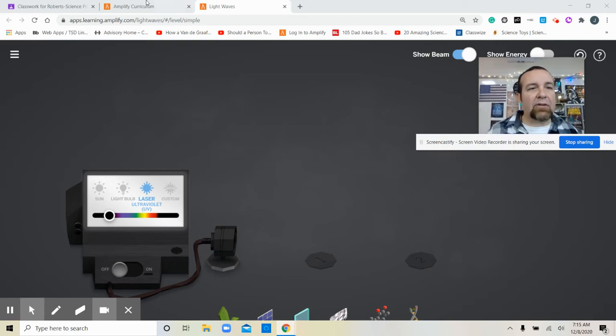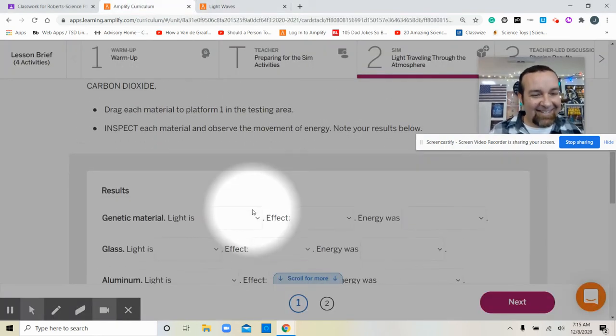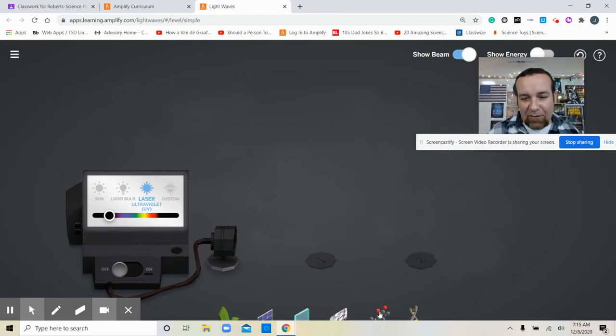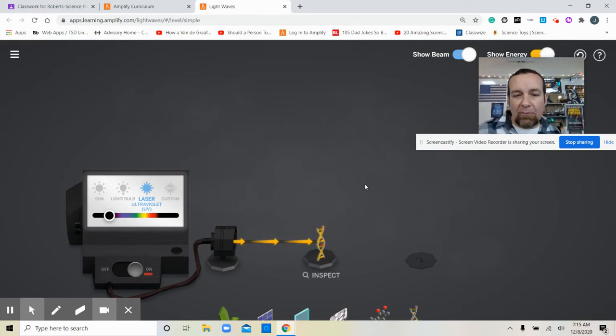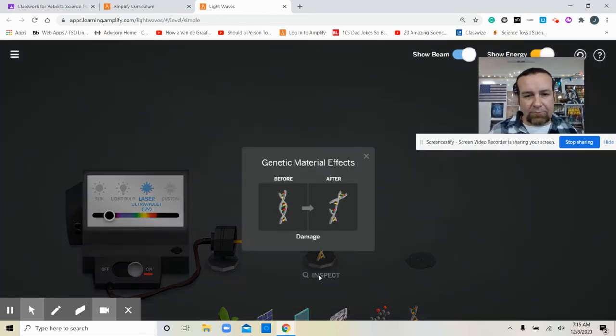So now we've got to get our things from down here. Oh rats, I already forgot what was first. Genetic material? Yeah, genetic material. So that would be this little double helix guy. We can turn it on. Let's turn on our energy beam too. Ooh, that looks like it's absorbing. It's not bouncing off and it's not transmitting through. And there's damage that's occurring.